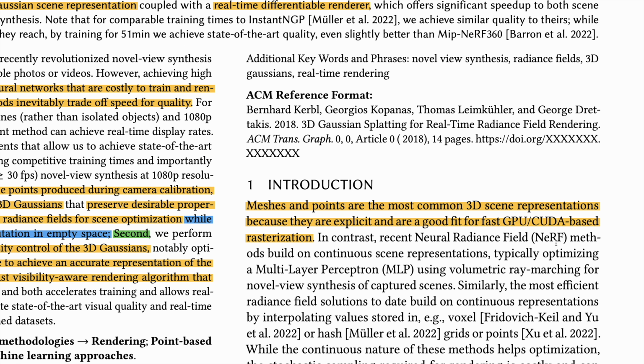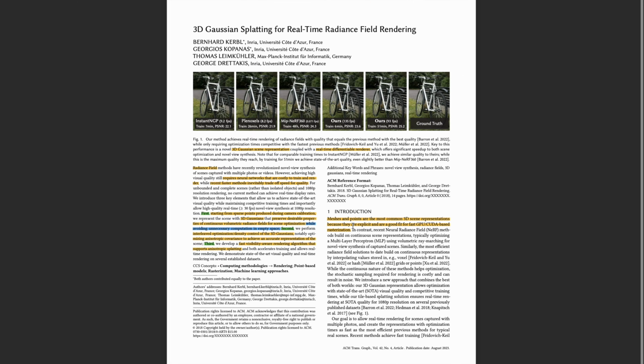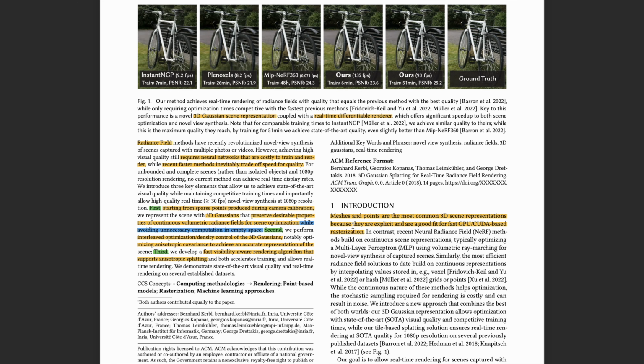Okay, so here what they mention is that meshes and point clouds are the most common 3D scene representations. They've been used for the last decades. GPUs have been designed to handle those representations. They are explicit, right? That means that, for example, if you have a point cloud, and one part of my point cloud represents a table, if I move all the points that represent the table to the right, then my table will be moved to the right. I can do the same with a mesh.